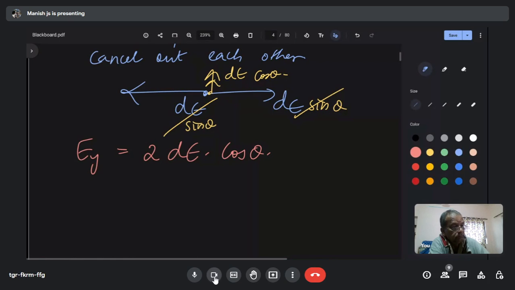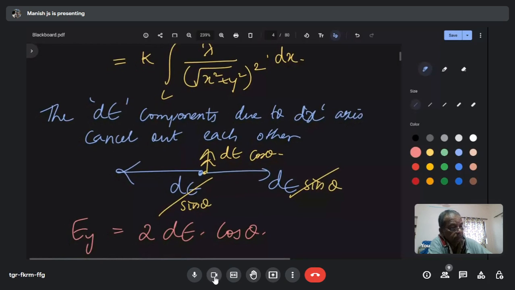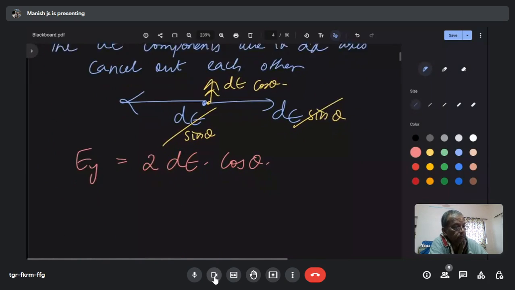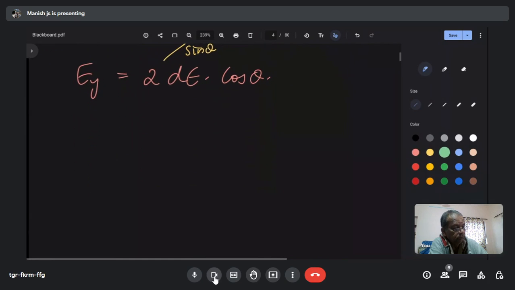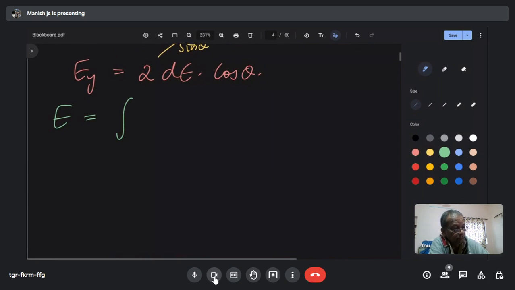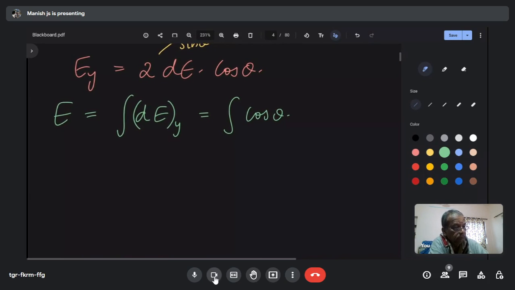Yeah, we are adding them. Both are on the same axis, so you can add them. Vector addition, so you will get 2 dE cos theta. So I go and substitute that. We can represent that as 2 dE cos theta. So the total electric field can be written as E is equal to the integration of dE component along which axis? Along the y-axis. Along the y-axis how many components were there? There were 2 components. So it is nothing but cos theta. It was only the cos theta component. So let me write it as dE into cos theta.